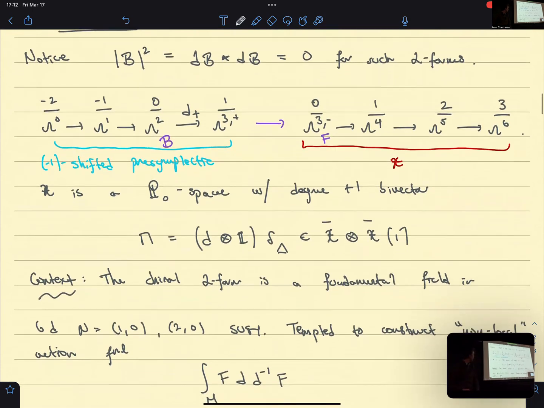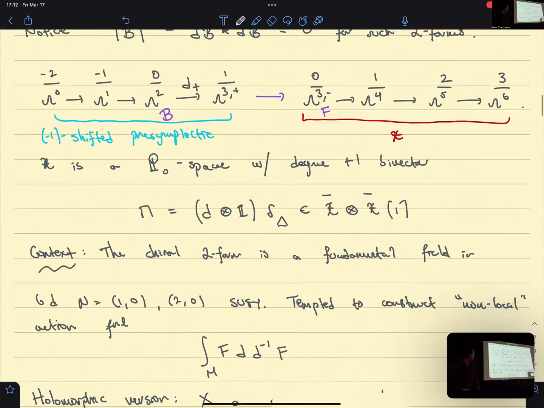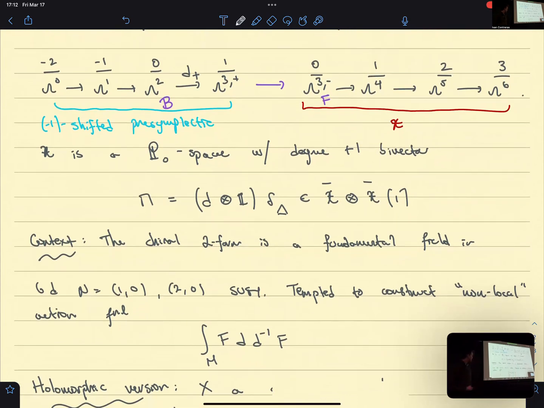So what's the context here? This chiral two form is a fundamental field in the physics context that I just mentioned, which is called 6D N equals (1,0) or (2,0) supersymmetric theory.